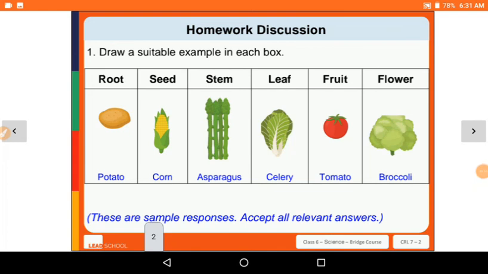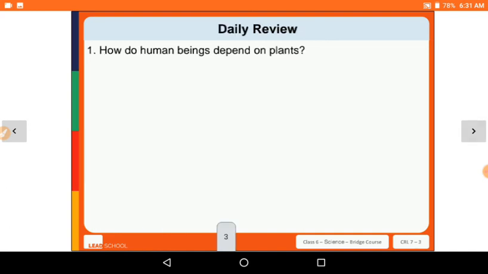So draw a suitable example in each box or name them. You can write these examples on your own. Here I am giving you some other names. Think and write other names. So here, for roots, potato; seed, corn; stem, asparagus; leaves, celery; fruit, tomato; and flower, broccoli. So these are all the other examples.